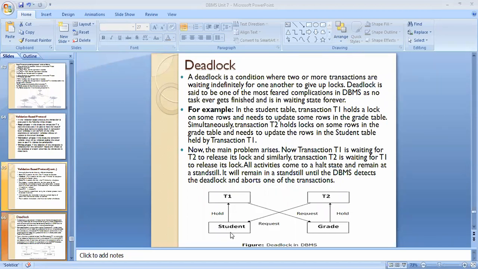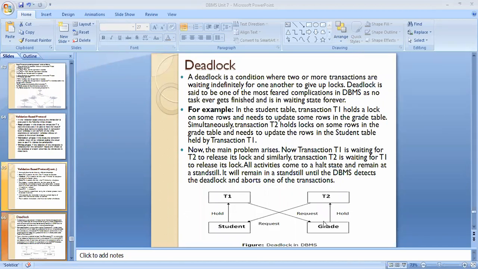Here the student table is held by T1, and the grade table is held by T2. T2 is requesting for the student table and T1 is requesting for the grade table.